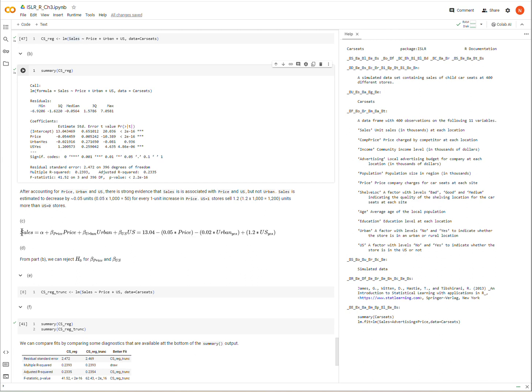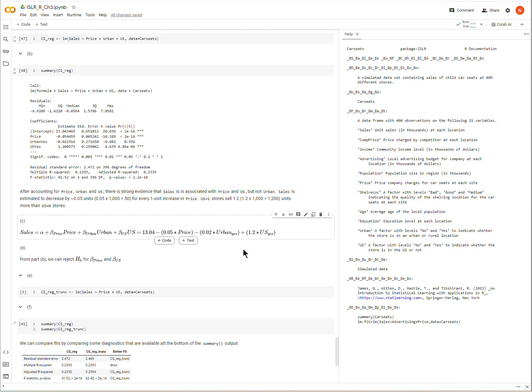So all I'm going to do is say sales equals alpha, the intercept, plus beta price times price, beta urban times urban, and so on and so forth. But it says to make sure to carefully handle the fact that US and urban are factors. They're categorical or qualitative variables.